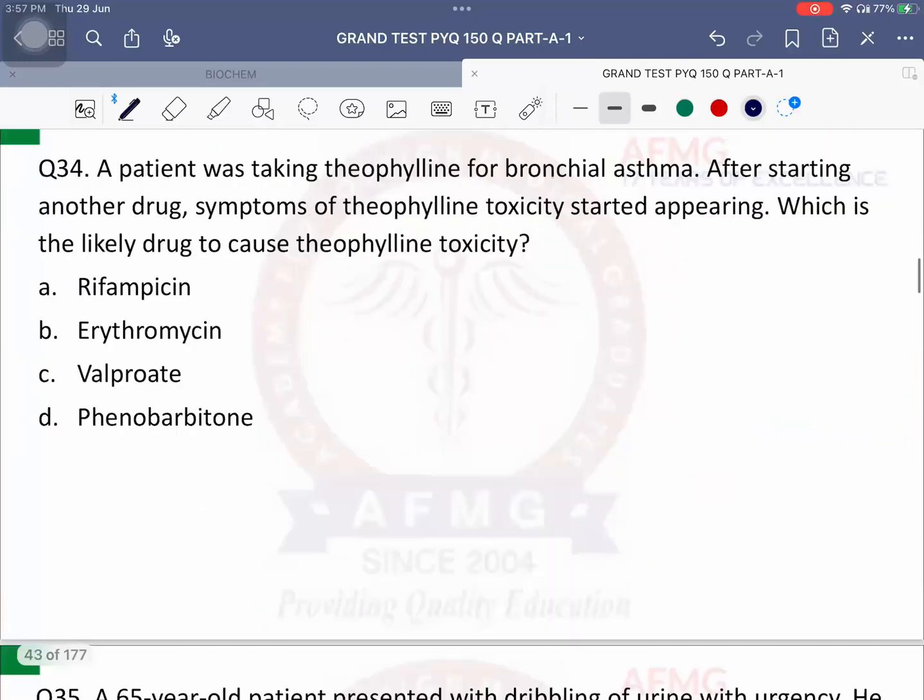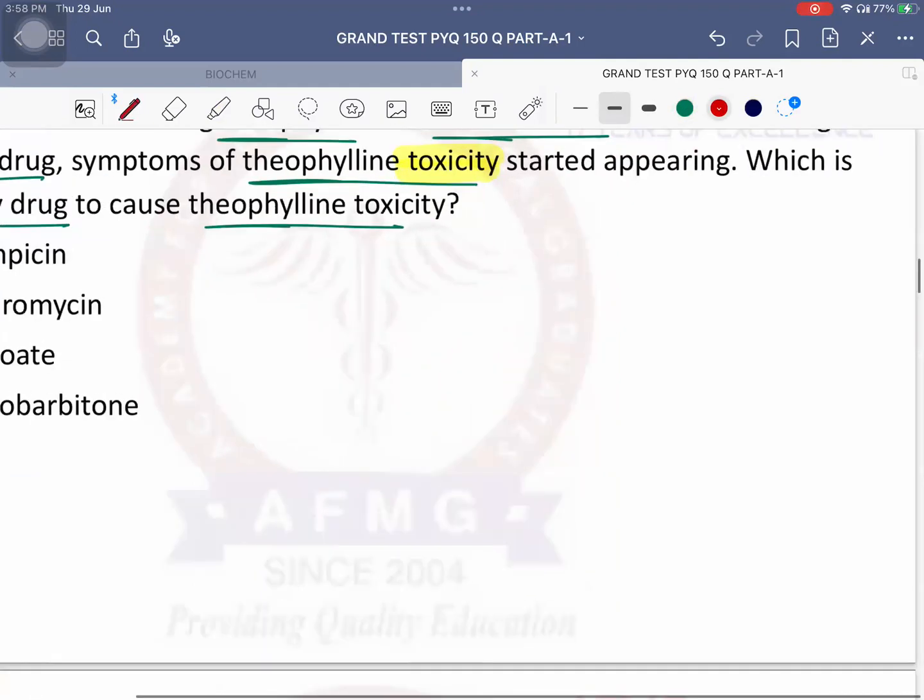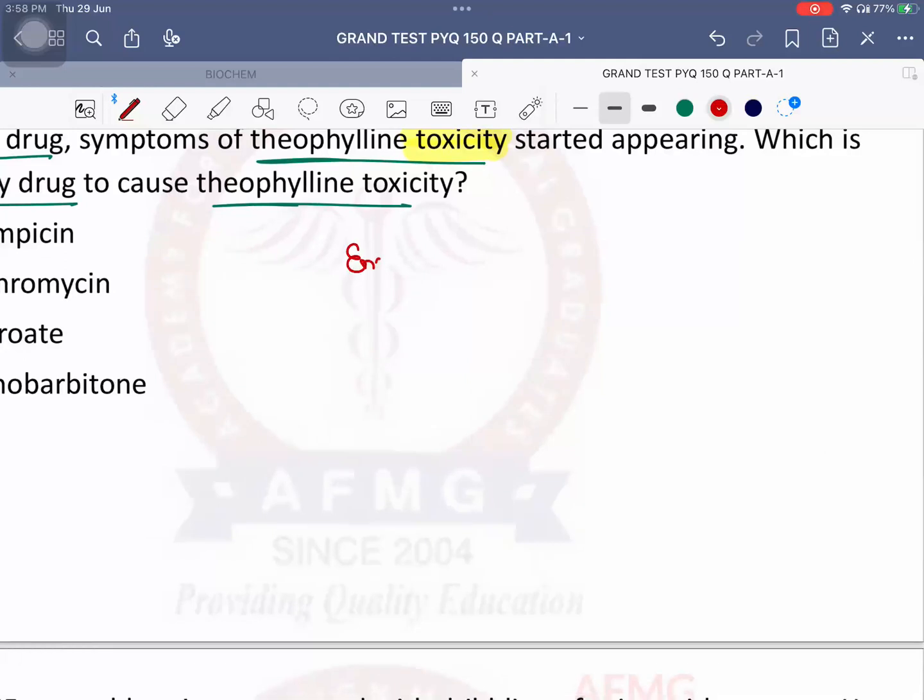Question number 34. A patient was taking theophylline for bronchial asthma. After starting another drug, symptoms of theophylline toxicity started appearing. Which is the likely drug to cause theophylline toxicity? Important, guys, there are two kinds of drugs. One are called enzyme inducers and the other called enzyme inhibitors.